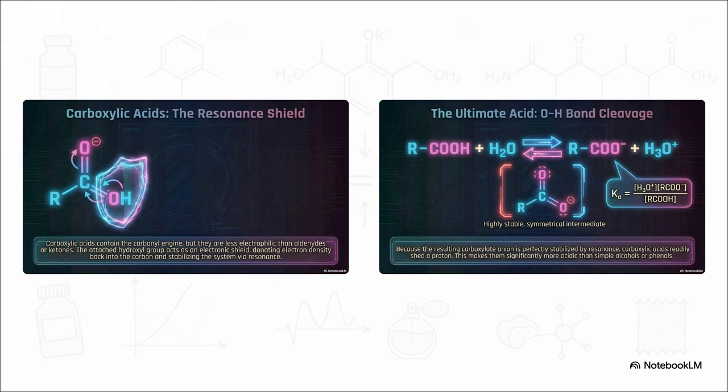But at the same time, it turns the molecule into the ultimate acid, because the resulting carboxylate anion is perfectly and symmetrically stabilized by that same resonance. Carboxylic acids are more than happy to shed a proton, making them way more acidic than simple alcohols or phenols.